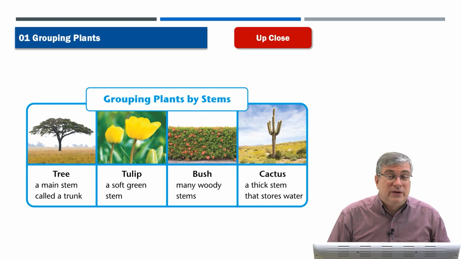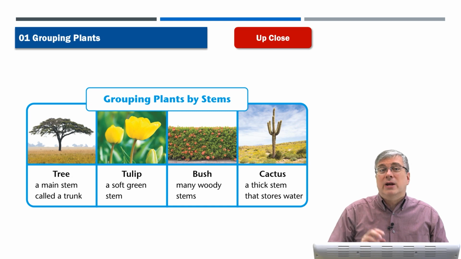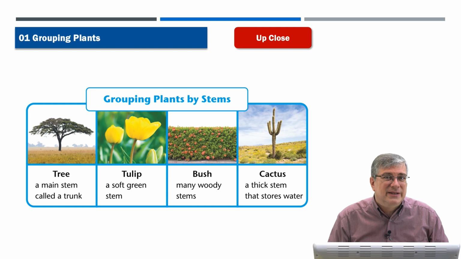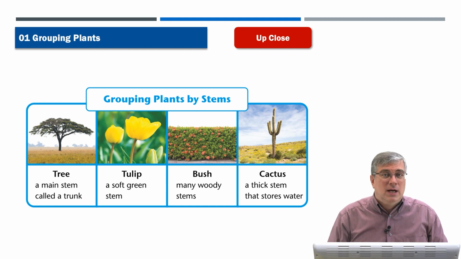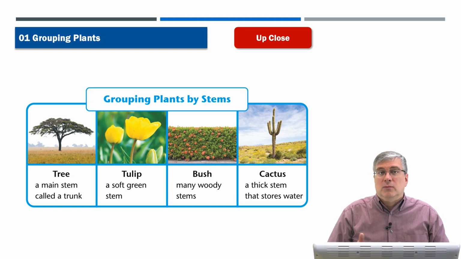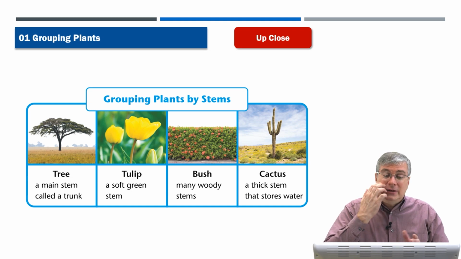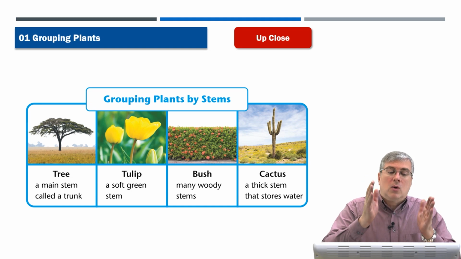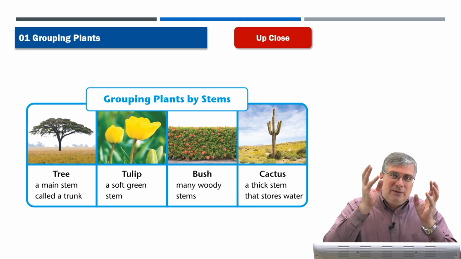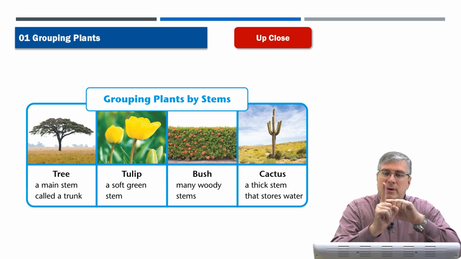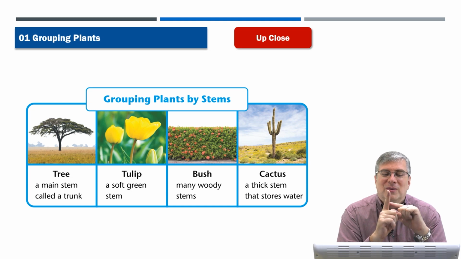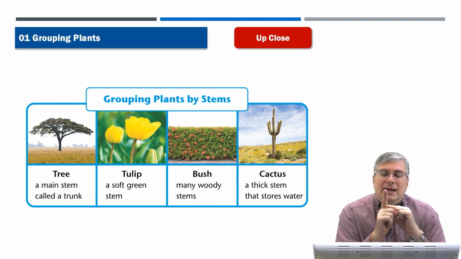Now, another way to group plants is to not look at how they reproduce, but to look at the physical characteristics, the physical parts of the organism, whether it's a plant or an animal. In this case, of course, we're talking about plants. So we can classify or group plants by the physical characteristic of the stem. And remember, the stem, we talked about this actually in book 3. I hope you were with me for that. The stem is a part of a plant that supports the body of the plant.